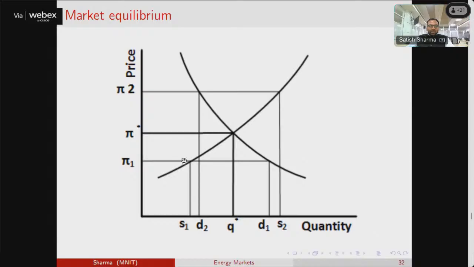So the intersection of the supply curve and demand curve decides the market clearing, as we discussed earlier in the morning with that ladder curve. We arrange the supplier bids and demand bids in increasing and decreasing order of the price respectively, and the intersection gave us the market clearing price, which I have marked here as pi star, and the market clearing quantity as Q star.